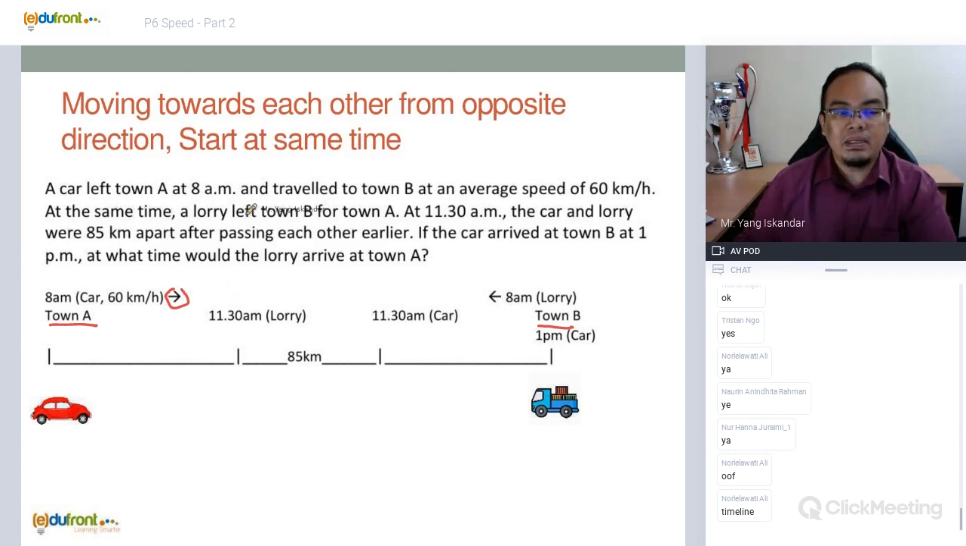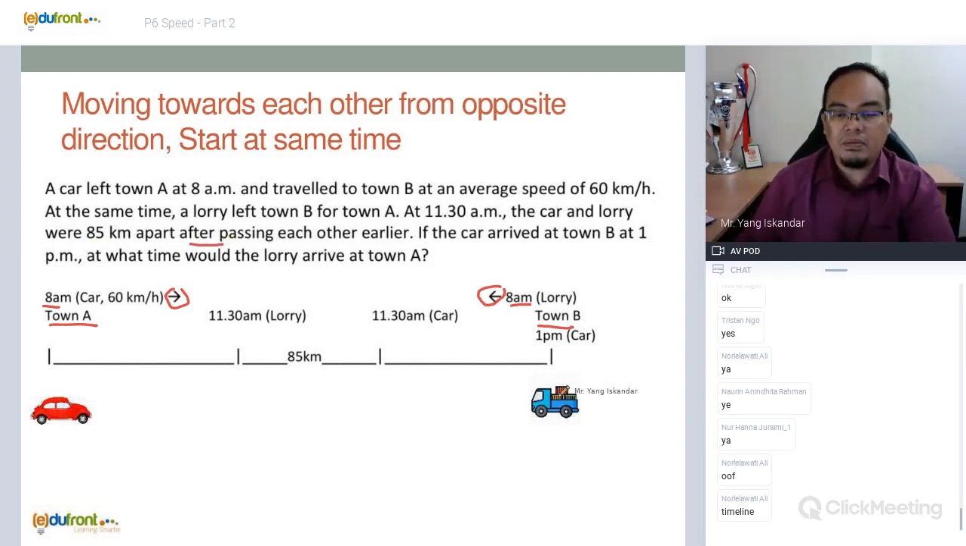Now, at the same time means what? Also at 8 a.m. You can see the starting time is the same, 8 a.m. And the lorry left town B for town A. You can see here, this is in the opposite direction, for town A. At 11:30 a.m., the car and the lorry were 85 kilometers apart after passing each other.